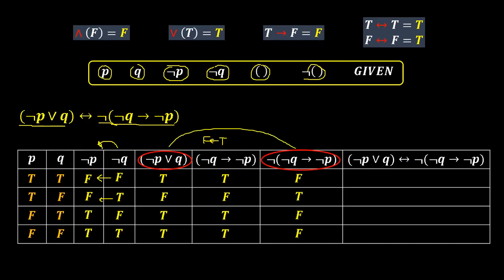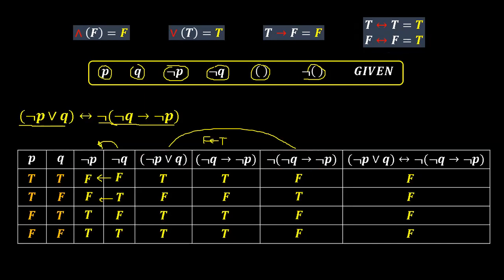But take note that the connector is biconditional or double implication. It says that if both values are true or if both values are false, then the truth value is true, otherwise false. So T and F, they are not the same. So that's why it is false. F and T, still, they are not the same. So that is false. TF and TF, still are not the same. So therefore, that is also false.